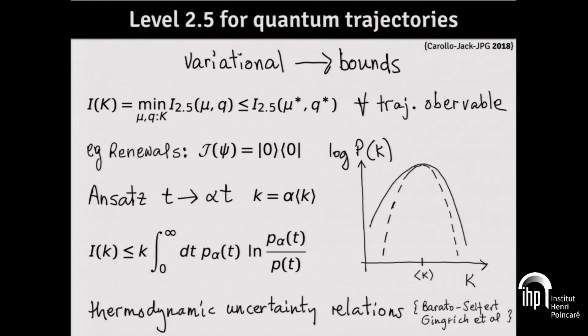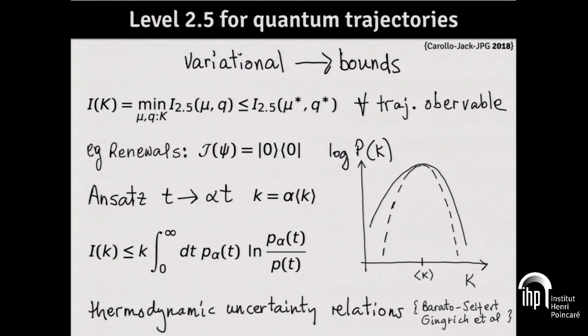And one can use an ansatz and say, well, maybe these dynamics, I don't know, it's just the original dynamics where I rescale time by alpha t. That's probably not correct, but this can be done. So if one plugs it in, one gets immediately a bound. That's interesting because it's a Kullback-Leibler divergence between the original probability for jumping again at time t, with the probability where time has been shifted by alpha t, and we can discuss that.